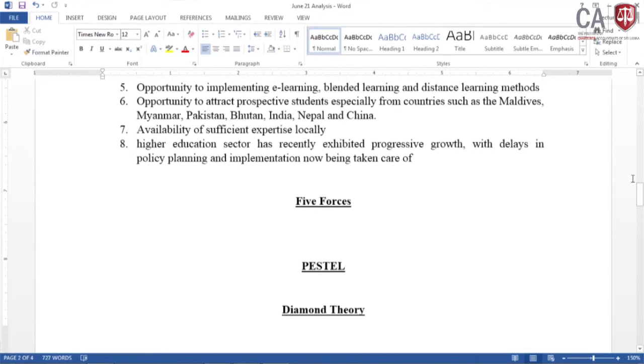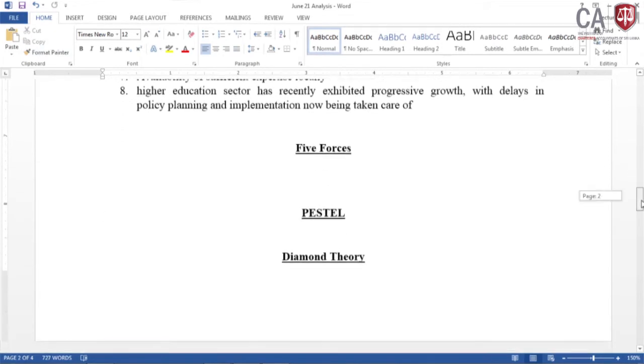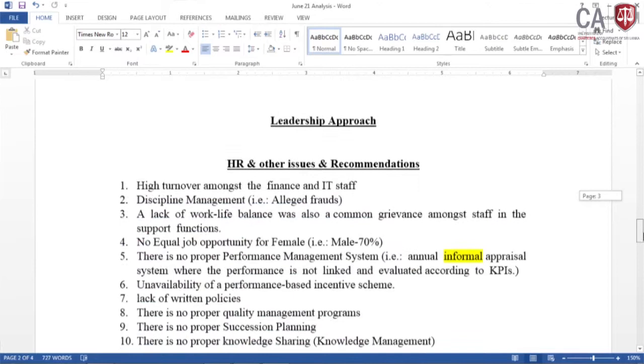So, this document will be uploaded by CA Sri Lanka, therefore, nothing to worry.